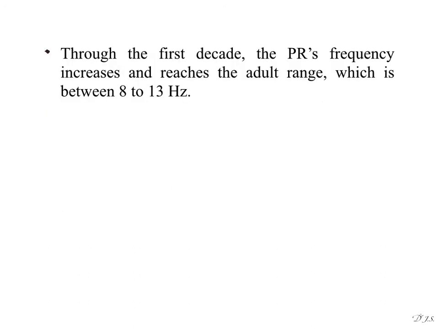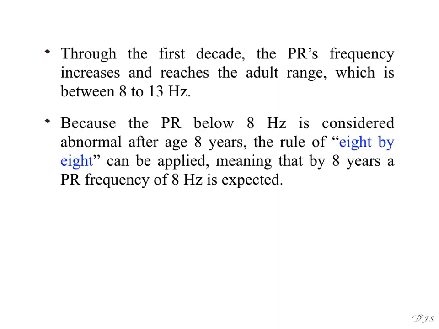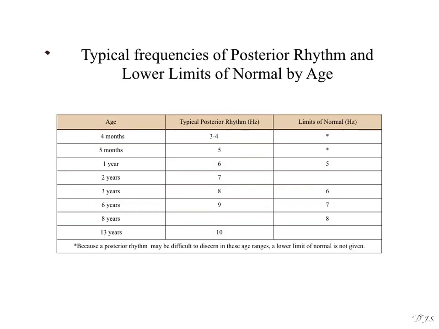Through the first decade, the PR's frequency increases and reaches the adult range, which is between 8 to 13 Hz. Because the PR below 8 Hz is considered abnormal after age 8 years, the rule of 8 by 8 can be applied, meaning that by 8 years a PR frequency of 8 Hz is expected. Typical frequencies of posterior rhythm and lower limits of normal by age.